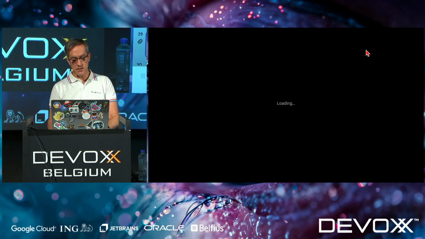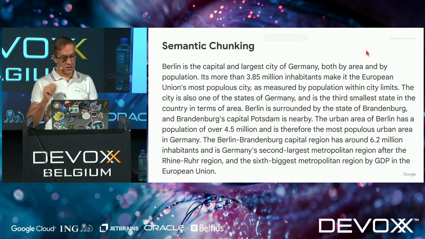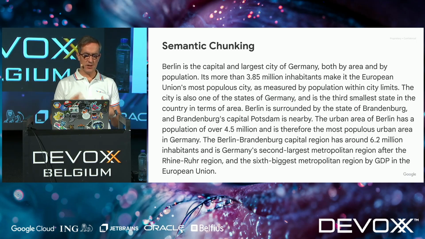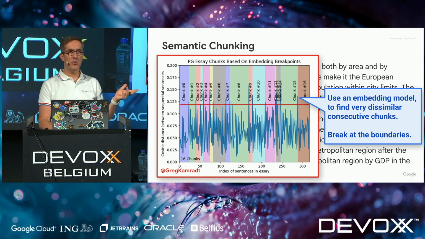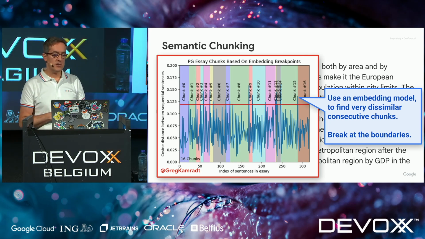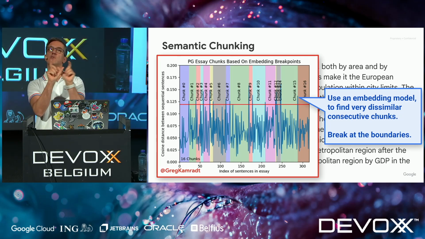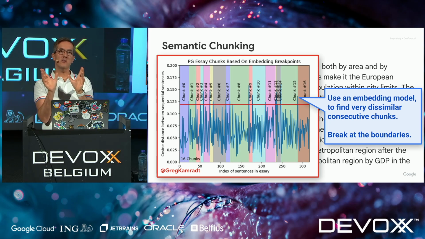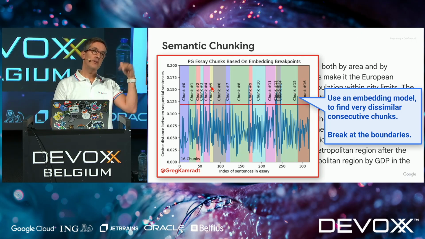And the last ingestion chunking approach is semantic chunking. It's a bit hard to explain visually, but Greg Kamradt came up with this approach. He spoke at Devoxx Belgium last year. Semantic chunking is to look at the distance or similarity between chunks. It records the distances between each of them and will pick where the distances are the highest, or the similarity the lowest.